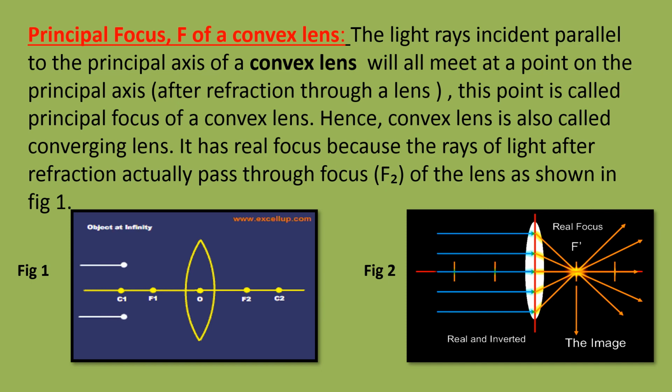Principal focus of a convex lens. The light rays incident parallel to a principal axis of a convex lens will all meet at a point on the principal axis. This point is called the principal focus of a convex lens. Hence, convex lens is also called a converging lens. It has a real focus because the rays of light after refraction through a lens will actually pass through the focus F2 as shown in figure number 1.